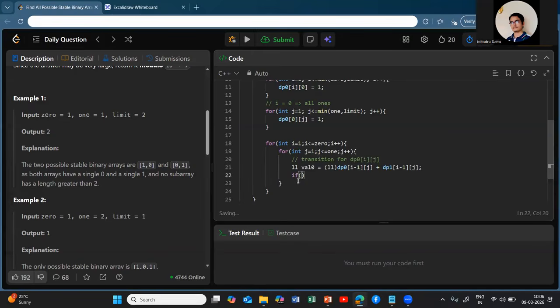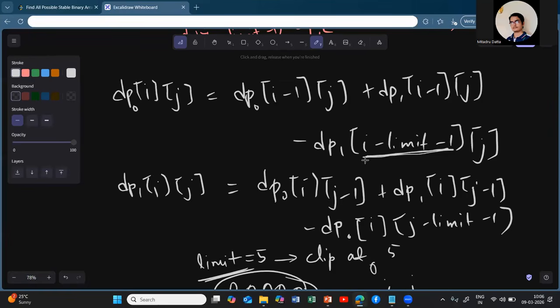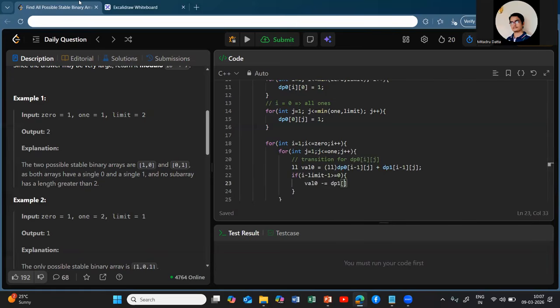We'll say that if i minus limit minus 1 is greater than or equal to 0, then definitely you need to subtract this from dp of 1. And what was our equation? dp of 1, i minus limit minus 1 and j. So i minus limit minus 1 and j. I hope you are having at least no doubt in this.